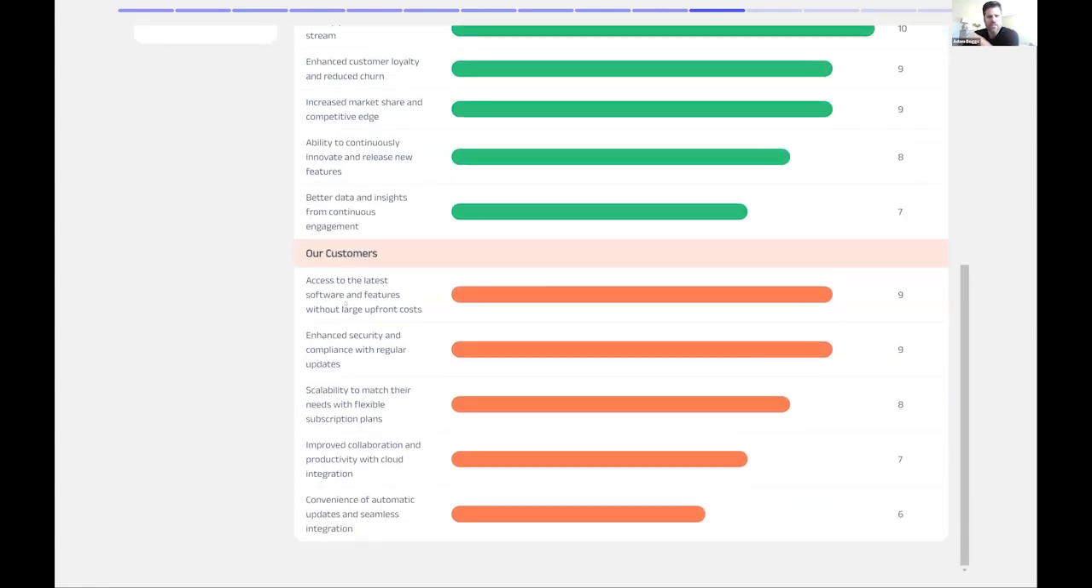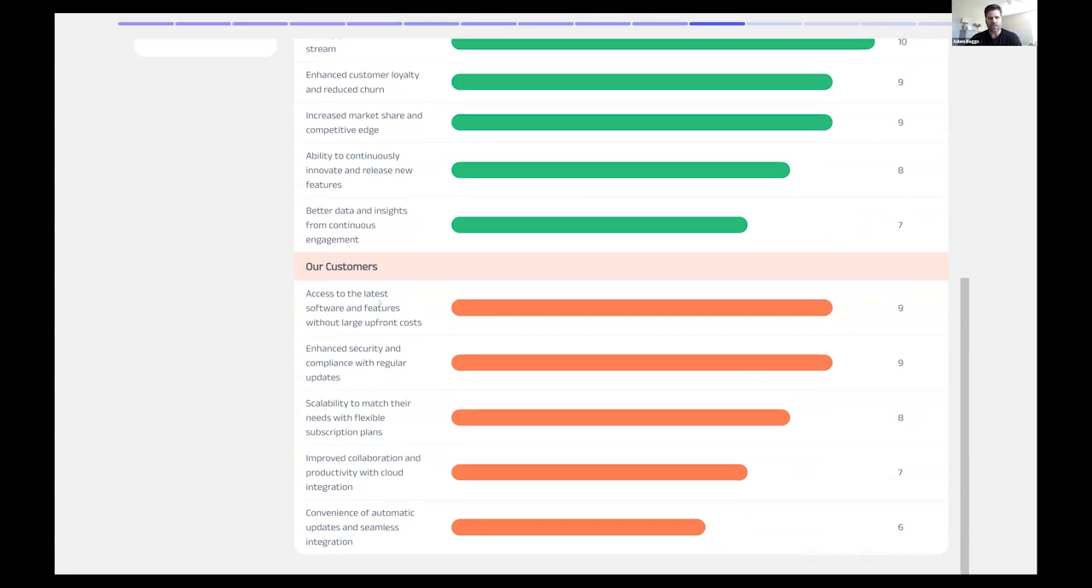And for our customers, the last group there, it's going to give them access to our latest software and features without large upfront costs, right? Oh, nice. And so now what we're trying to do is say, okay, why are we changing? And of the reasons, what are the most important things? So we're really motivated. We're kind of drinking our own Kool-Aid, so to speak.